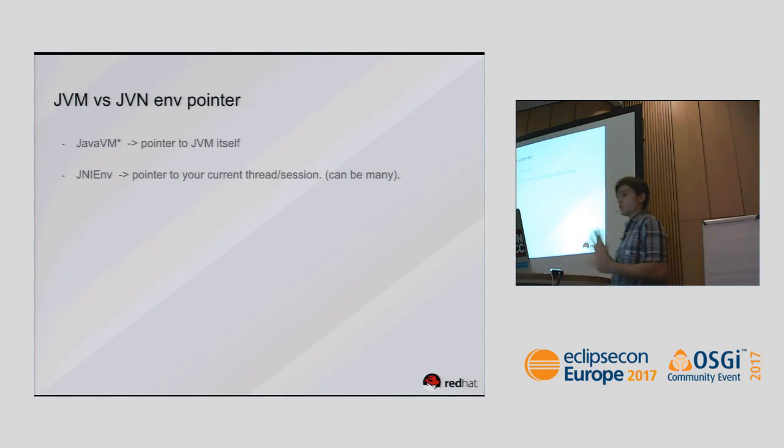There are two types of pointers that are quite important that you should know. The first one is the JavaVM pointer, which you might generate at the start of your application, which is a pointer to anything in the JVM. And the second one is passed in the function from Java to C, the JNI environment, which is just a pointer to the current thread. It's important not to mix those two up.